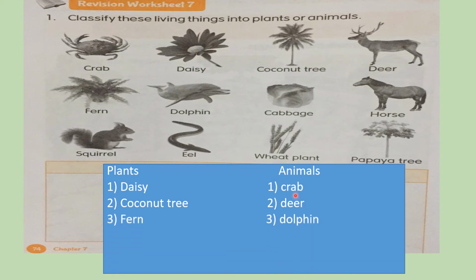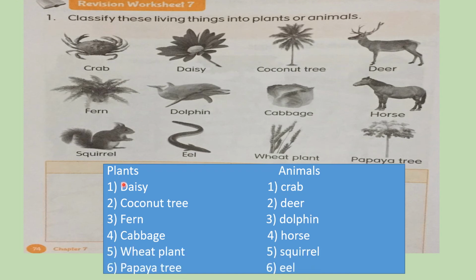Okay, next, how about this one? This is a cabbage and this one is a horse. Okay, a cabbage belong to the group of plants, and then this horse belongs to the group of animals. Okay, so next, this one, squirrel and eel, they belong to animals. With plant and papaya tree, they belong to the plants.